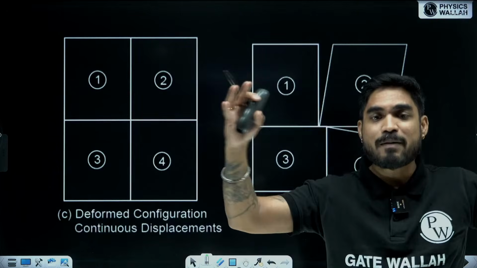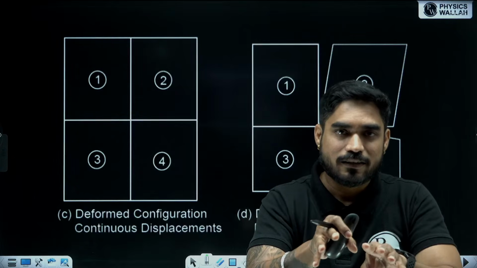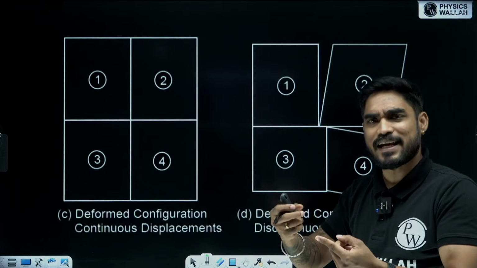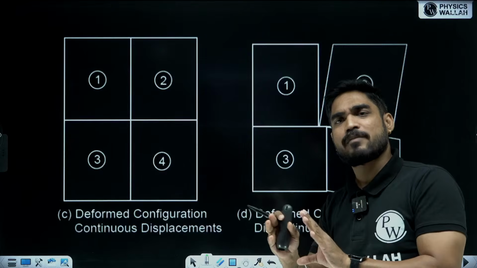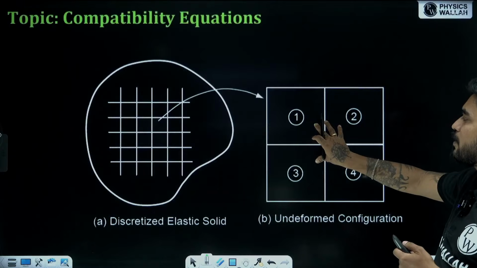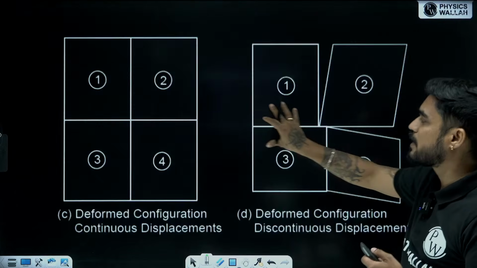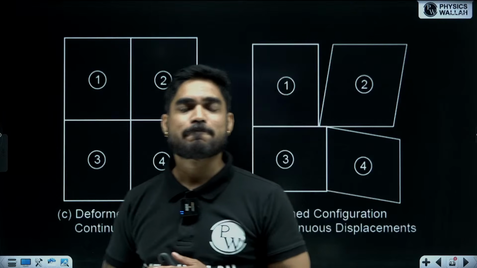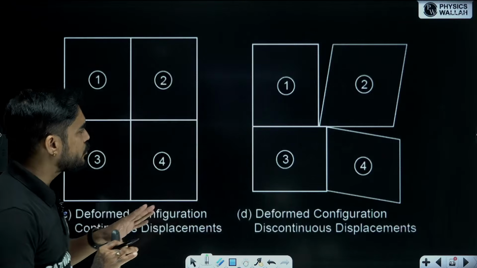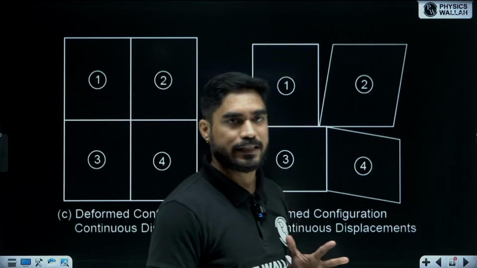Physically, when you deform a body, all these elements are still together, right? So their deformations should be in such a way that after deformation also they are connected properly like this. See, this is the undeformed diagram, this is after deformation. Here also there are no gaps, here also there are no gaps. So physically, do you understand what it means to be compatible?